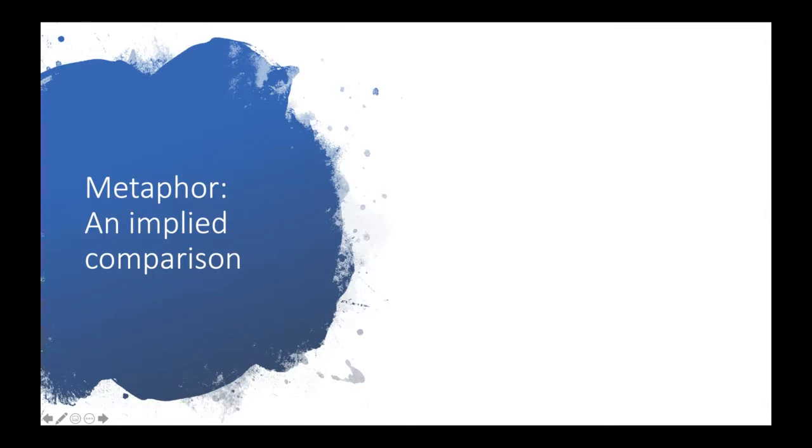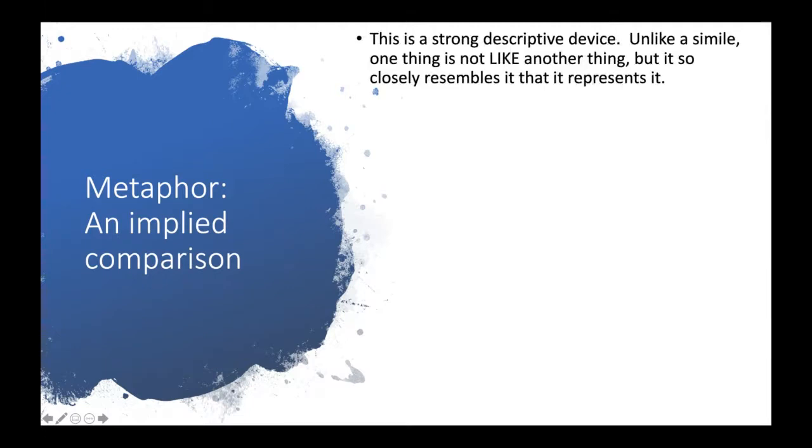Metaphor. So I think everybody memorizes the definition of a simile in elementary school. Simile is using a comparison using like or as. A metaphor is an implied comparison. You are comparing two things, but you do not use like or as. It is a very strong descriptive device. Once you fully understand metaphor and are able to recognize it, you'll see how strongly we compare other things to other things.